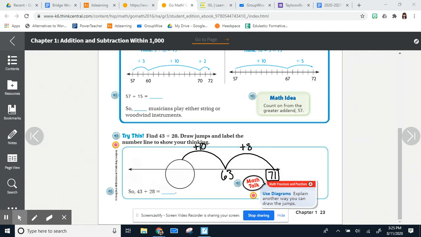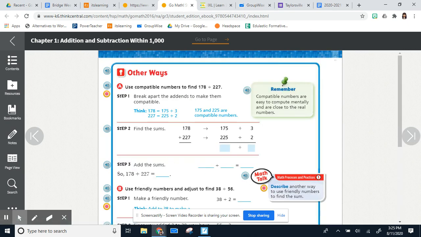Okay, so number lines may not be your thing, and that's okay because they do take time to draw. So we're going to look at another way. We can also use compatible numbers. Now, what on earth is a compatible number? Well, we can also call them friendly numbers. These are just numbers that are super easy to add. They end in 5 or 0. Okay, so in this case, we are using 5s as our friendly number.